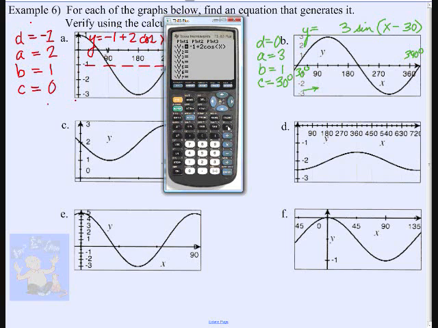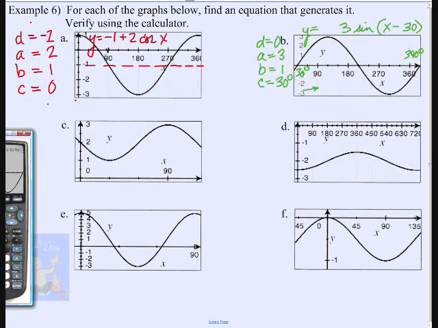My Y is going to equal, let me clear this out, 3 sine, I'm going to say X minus my positive phase shift, and now we'll graph it. It looks beautiful! Yes! Alright, so we did that one well.